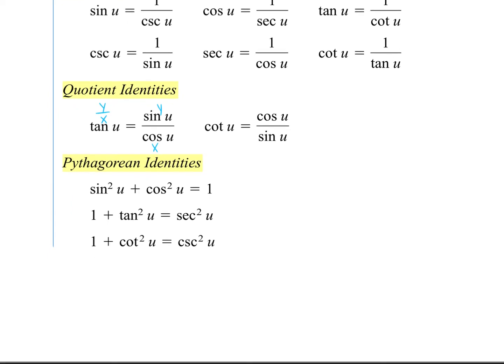And then we also have our Pythagorean identities. So that's sine squared plus cosine squared equals 1. 1 plus tangent squared is equal to secant squared, and 1 plus cotangent squared is equal to cosecant squared.